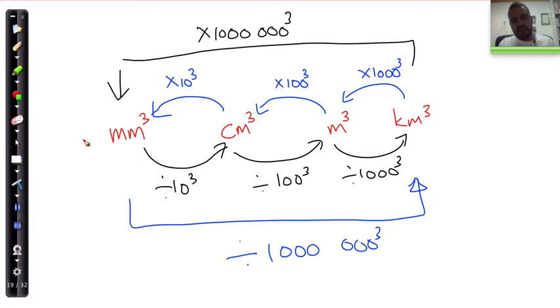Few examples. I want you to ensure that you've written down this table correctly, and that you know when we move from a smaller unit to a larger unit, we divide, and when we go from a larger unit to a smaller unit, then we multiply, right?